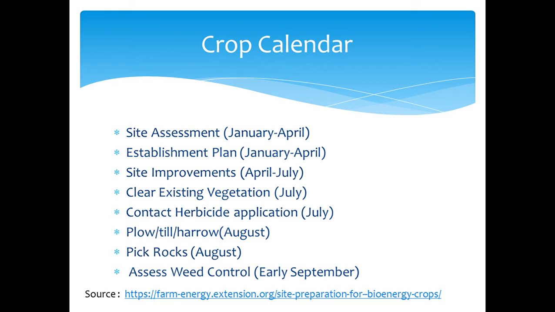Next we have in July clearing of vegetation and application of herbicide. Plowing and picking rocks is generally done in August, and picking rocks generally is done immediately after plowing or harrowing the field. In early September, the weed control on the field is assessed, and based on assessment, further weed control may be done.